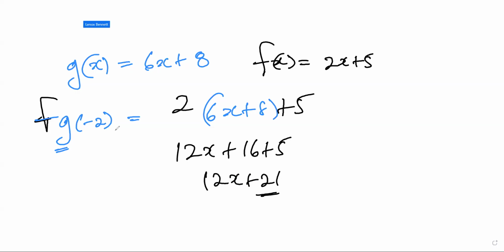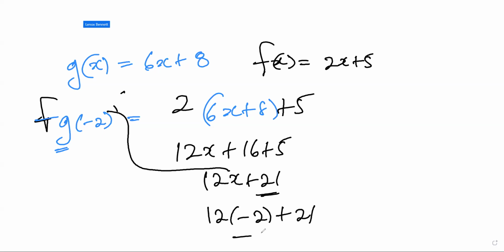But we don't finish, right? Because it says wherever x is, put negative 2. So it will be 12 times negative 2 plus 21. 12 times negative 2, that's negative 24 plus 21. The 24 is bigger, so we subtract, keep the sign of the bigger one. So that works out to minus 3.